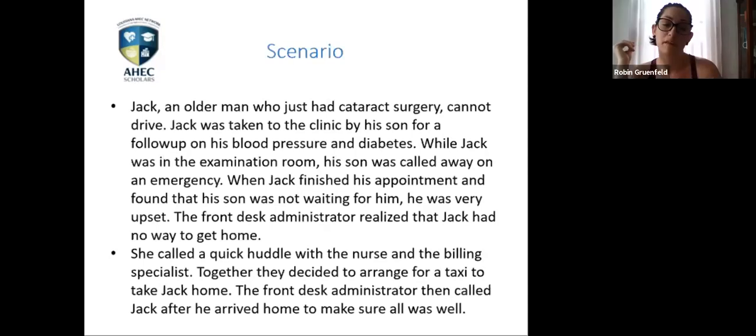Yeah. Well, in this scenario, the nurse made quick work of taking leadership of the situation. She called a quick huddle with the nurse and the billing specialist, and they arranged for a taxi, or now an Uber. And they also called to make sure that he made it home, which is part of this handoff thing, right? Making sure that you're aware of where your patient is at.